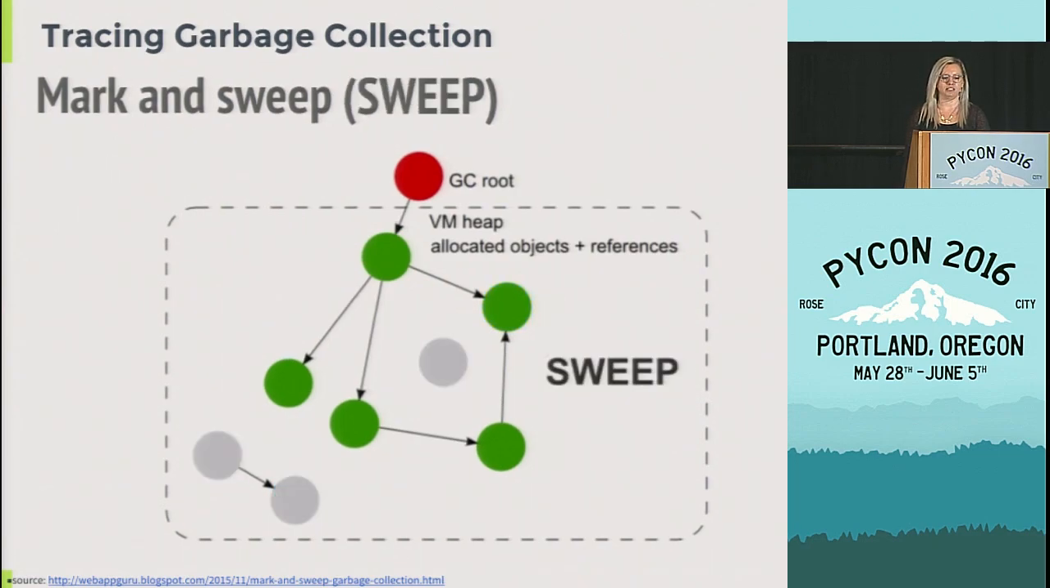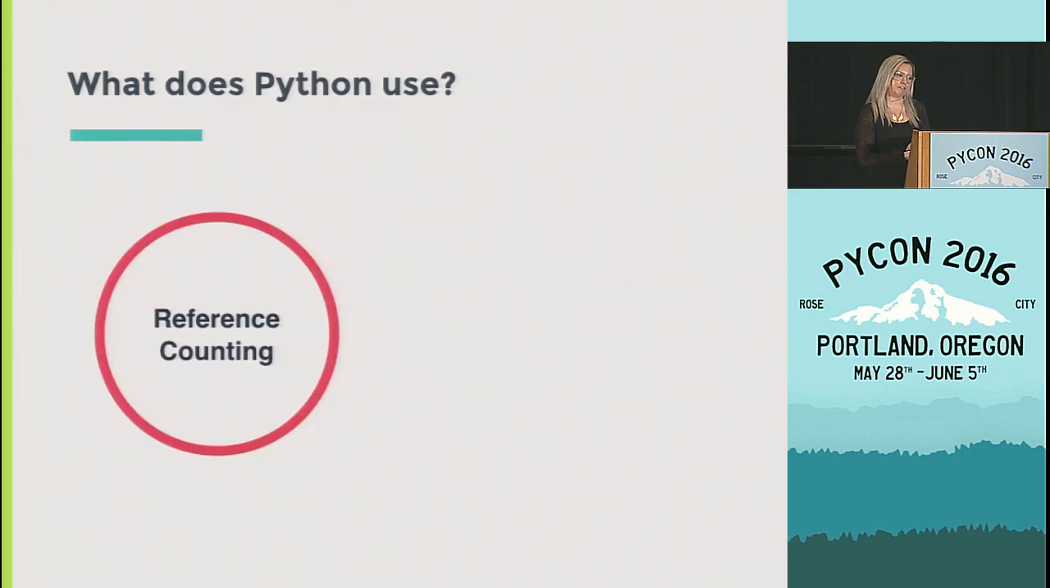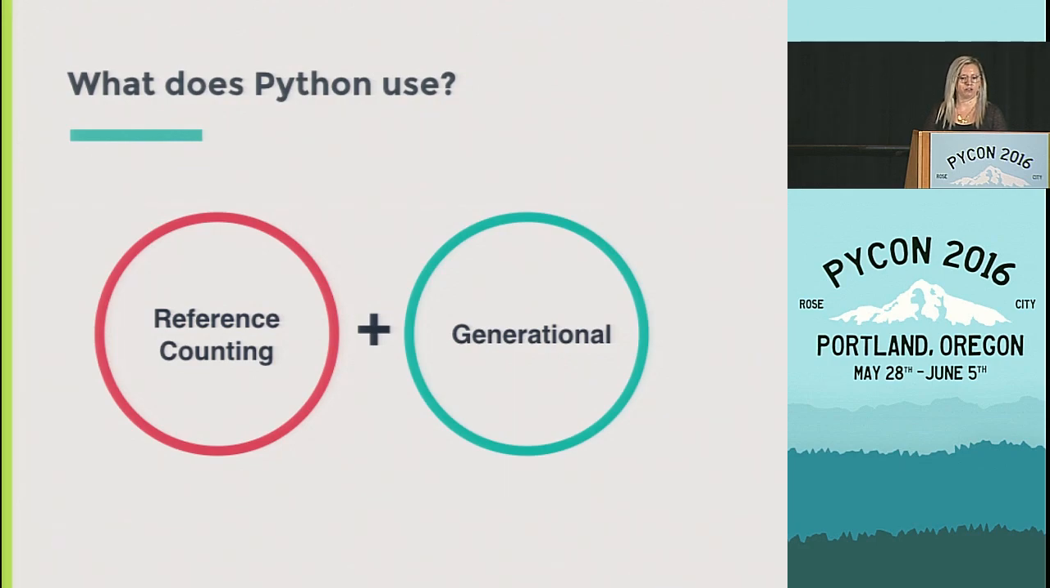The next step is sweep. So when marking is done, the sweep phase will remove the dead objects. Cyclical references get deleted with this algorithm too. Which one does Python use? We know it uses reference counting, but it also uses a strategy called generational. Generational is a type of tracing garbage collection. And remember, we need another strategy because reference counting doesn't clean up those dangling cyclical references.